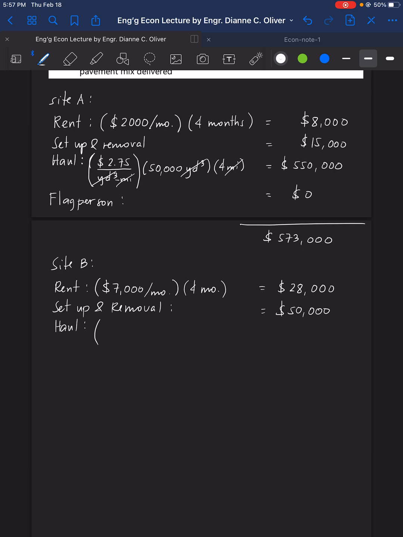That is equal to $2.75 per cubic yard mile. And then 50,000 cubic yards is required for the job, and the distance for site B is 3 miles. So we can cancel out cubic yard and mile here. Then we multiply. The answer will be $412,500.